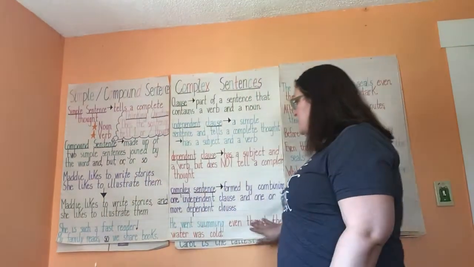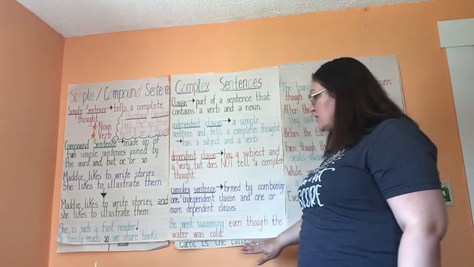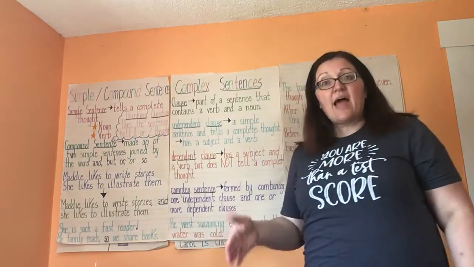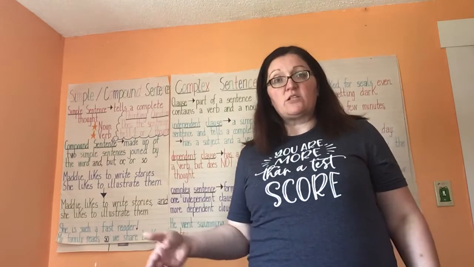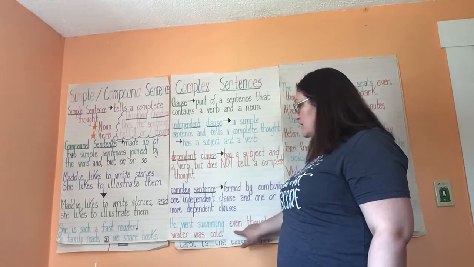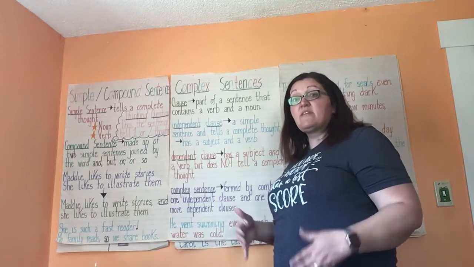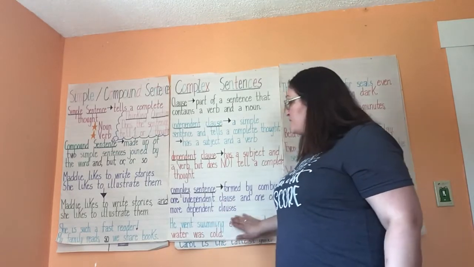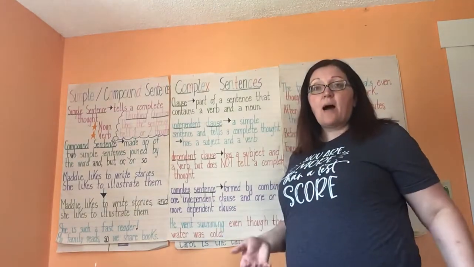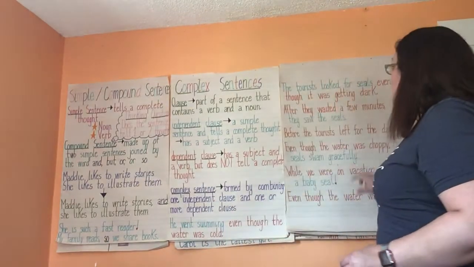Okay, so let's look at some examples. He went swimming even though the water was cold. Now look at this. The blue is the independent clause. It can be by itself. He went swimming. That is a simple sentence. To make it complex, I have to add the dependent clause: even though the water was cold. He went swimming even though the water was cold. So I can find a simple sentence in there, but since there's more added, that's a complex sentence. It is complex.